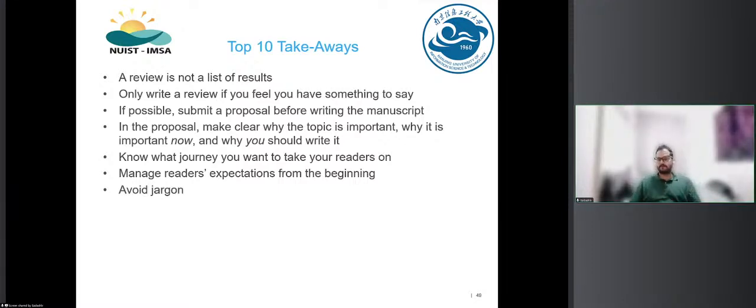Avoid jargon. Don't write big words. Don't write buzzwords. Don't write something that the reader has to go and open the dictionary to understand what you have written. The science, the research should be simple. It should be written in a way that if a high school student or a bachelor student is reading your research, he can get some idea and understand what you are trying to say.